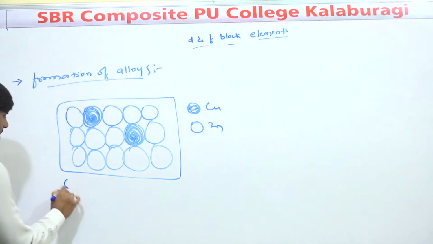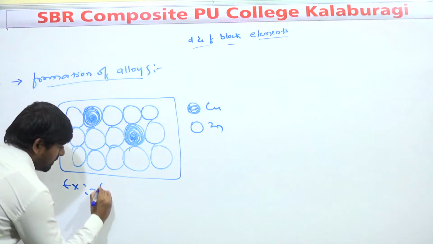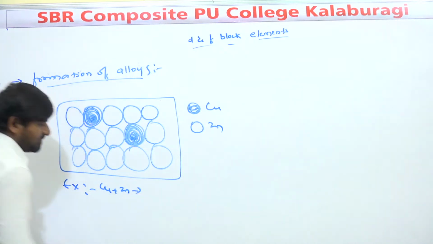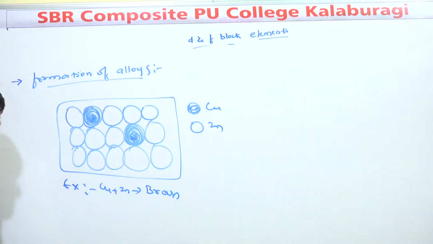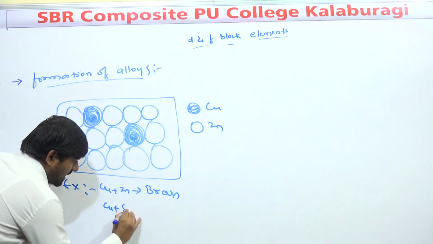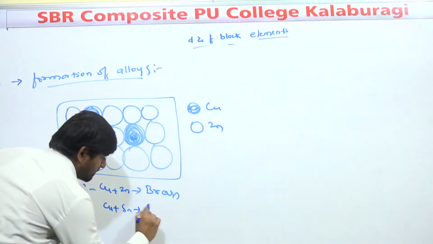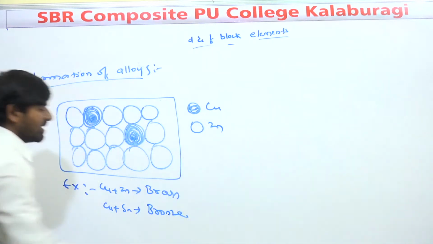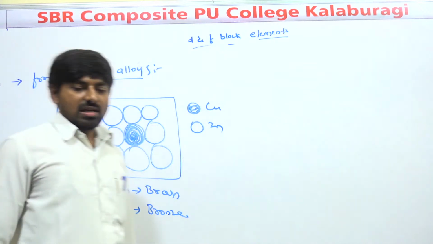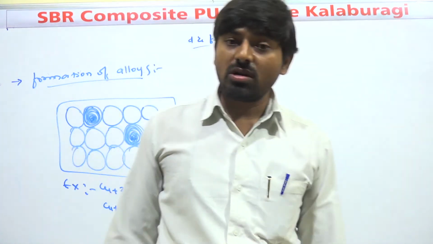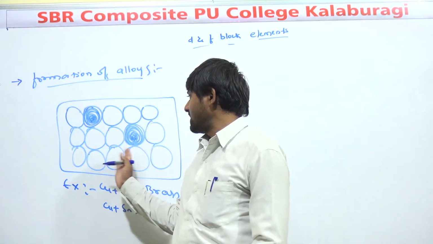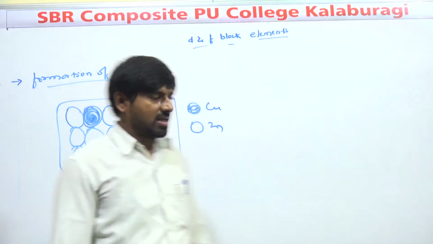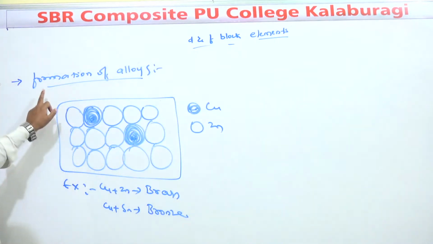For example, a mixture of copper and zinc is called brass. A mixture of copper and tin is called bronze. Right? These alloys are harder than the parent atom, stronger than the parent atom. So this is all about the formation of alloys.